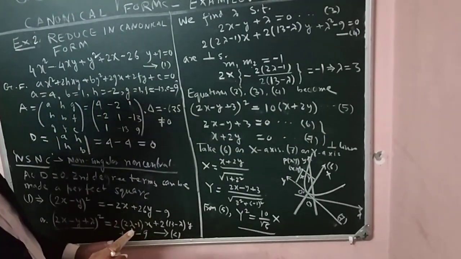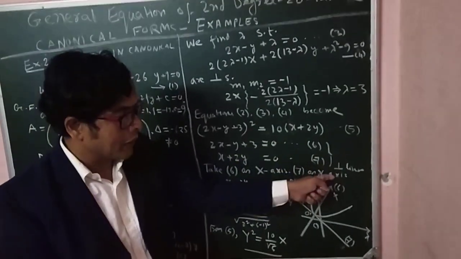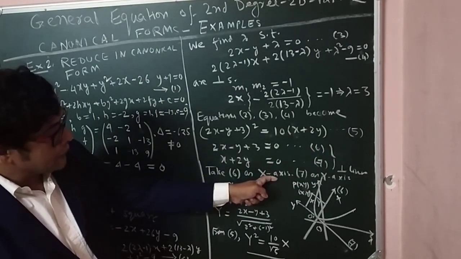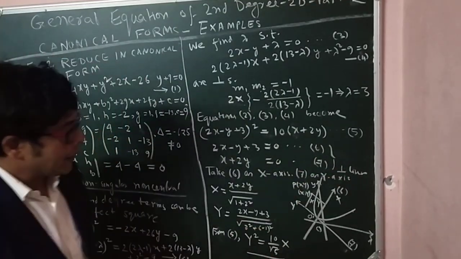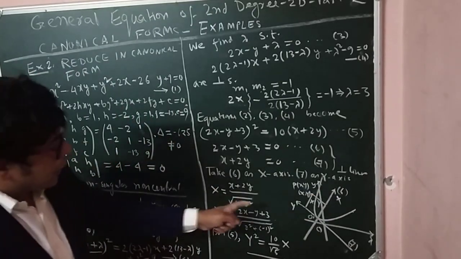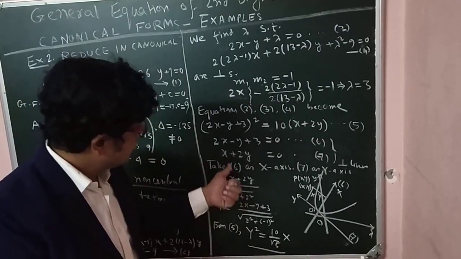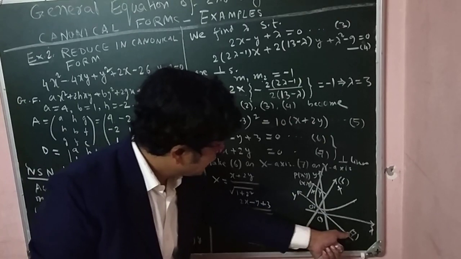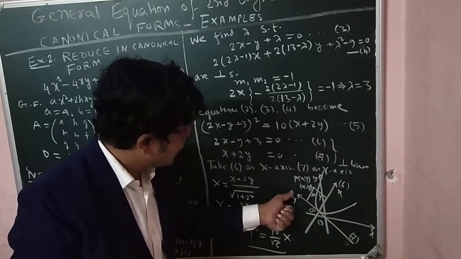We take these two perpendicular lines as the new x-axis and new y-axis. Equation 6 is taken as the new capital X-axis, and equation 7 is taken as the new capital Y-axis. If we draw the diagram, this is our old axes OX, OY, and these are the lines. Suppose this is line number 6 and this is line number 7. We take this as the x-axis and this as the y-axis.